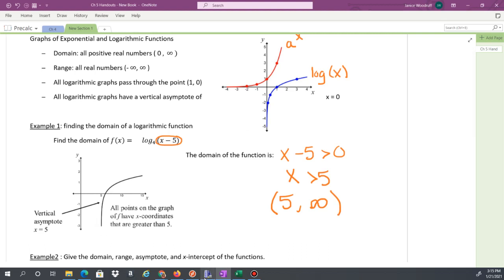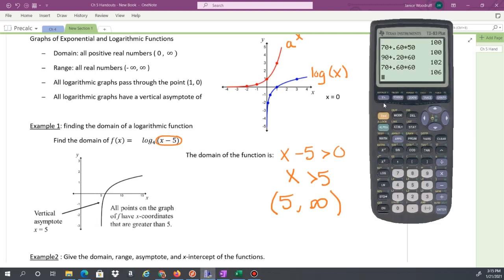And we can also check on the graph. Let's just check here. Change that, clear it off. Log of x minus 5. Take a look at the graph. This one over here is very zoomed in, but take a look at the table. Anything 5 or below is going to give you an error. And then once you're greater than 5, you're going to start actually getting values. So that is where your greater than 5 is going to come in.